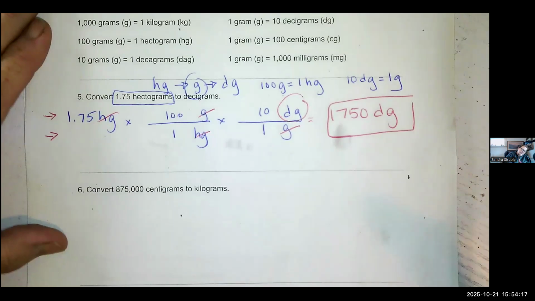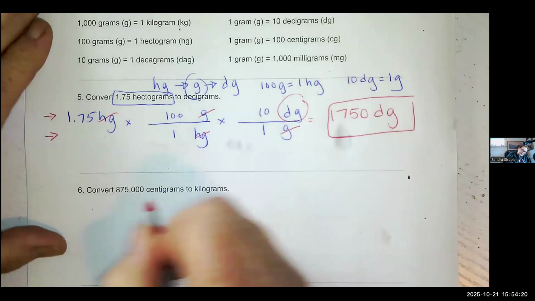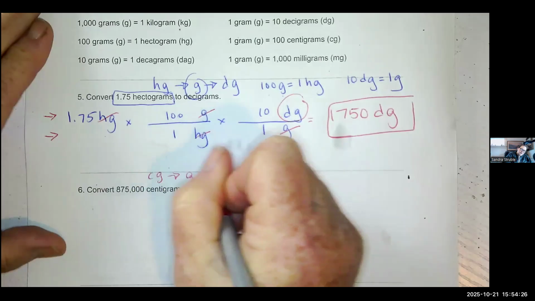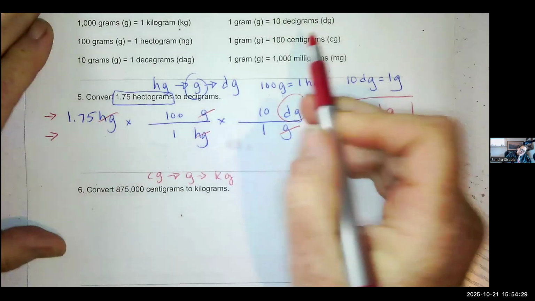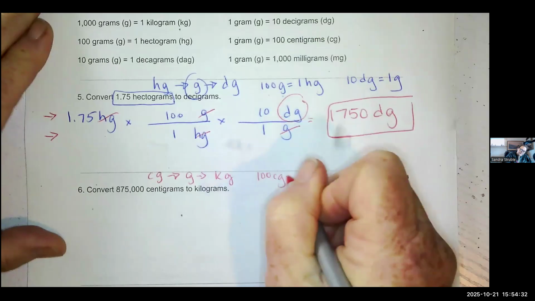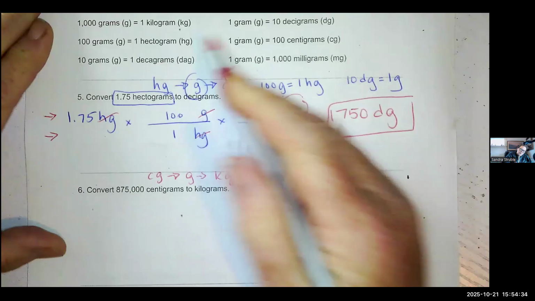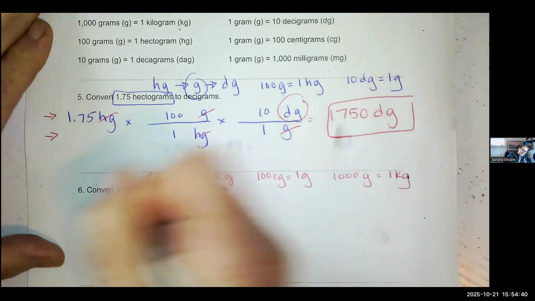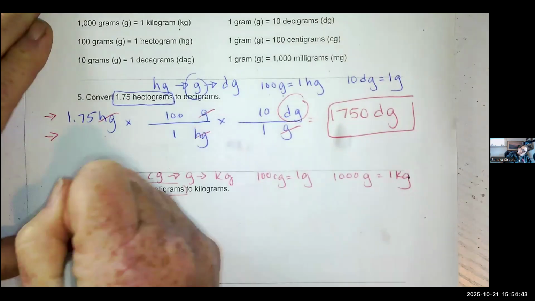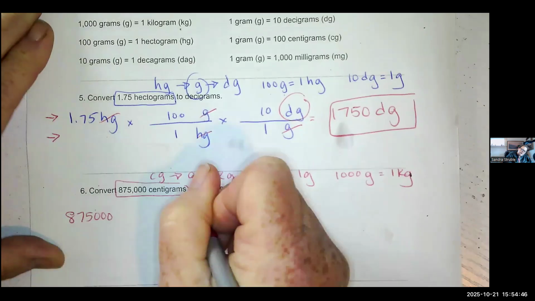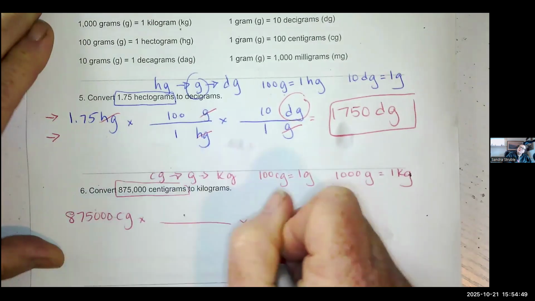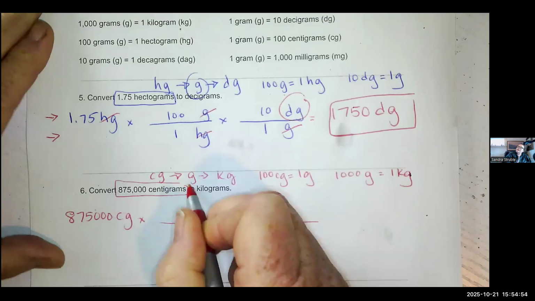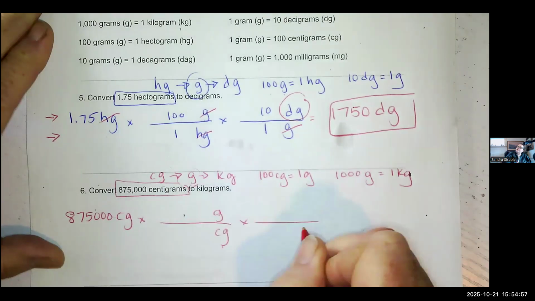So 875,000 centigrams. We're going to start with centigrams to grams to kilograms. And I know that there are 100 centigrams in 1 gram. And I know there's 1,000 grams in 1 kilogram. Now I just need to set up with what they gave me. 875,000 centigrams, and set up my 2 conversions. I'm going to start by getting rid of the starting value, and I'm going to head to my middle one, my base, grams. I need to get rid of my base and go to where they're officially wanting me to go, kilograms.